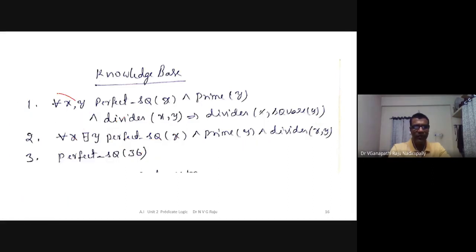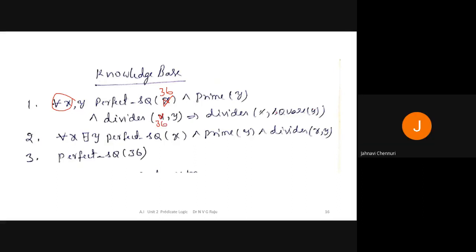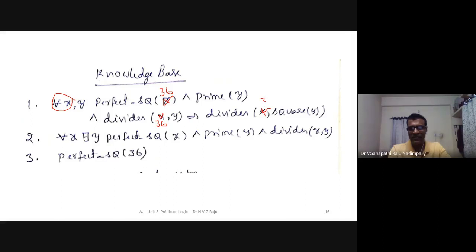After removing there exists x, what I have to do? Wherever x is there, shall I replace it with 36? Yes or no? Here I will replace x with 36. Here also, yes, sir, I will replace x with 36. Now I have removed universal elimination. Can I remove y also? This is also for all y. Wherever y is there, I have to replace it with P.